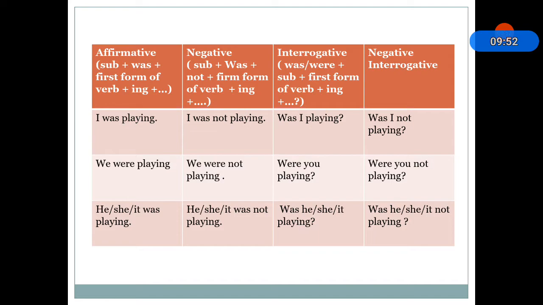Now negative interrogative, the rule is only not will be added in the interrogative rule. Was or were plus subject plus not plus first form of verb, and you will add ing in the first form of verb. Example, were I not playing or was I not playing?